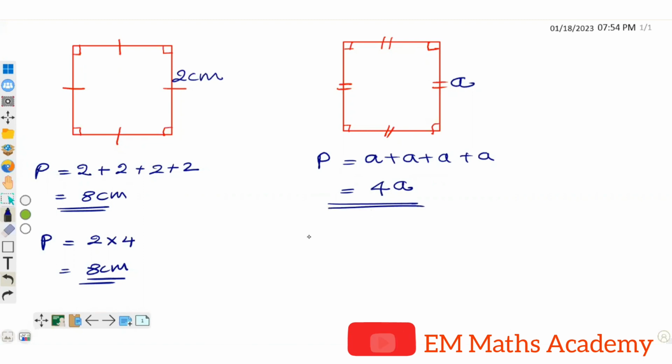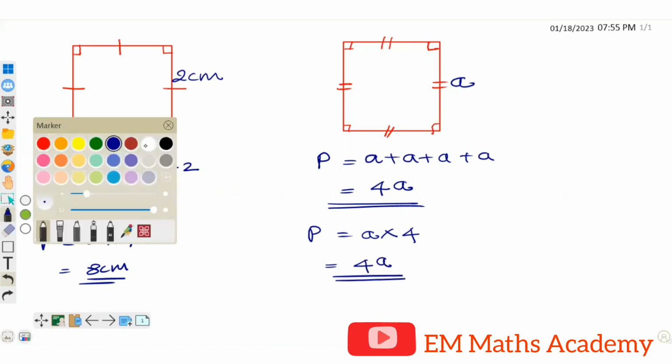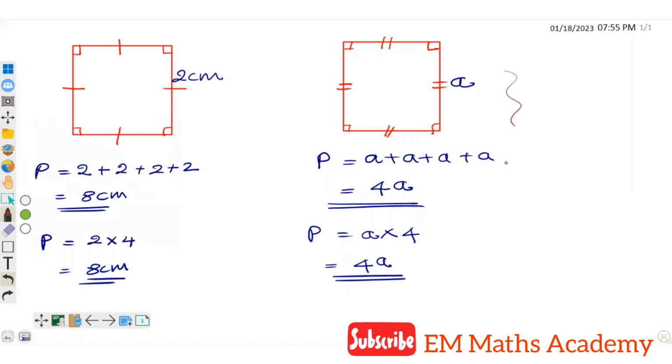Then this one can also be obtained like this. Here, 2 times 4. That means the length of the side is multiplied by 4 because there are 4 sides now. Here the length of the side is A, and it is multiplied by 4. Then 4 times A is 4A. Always remember, there are small things you should know.